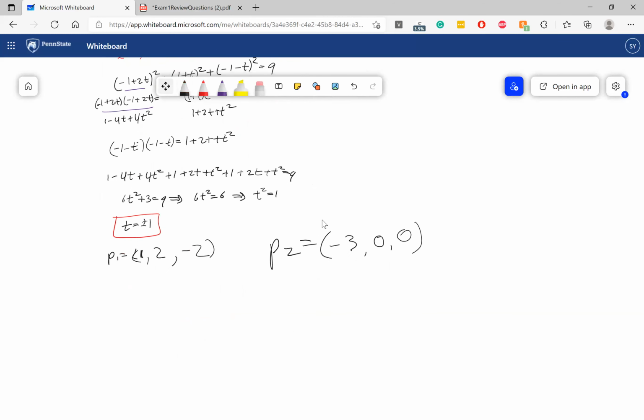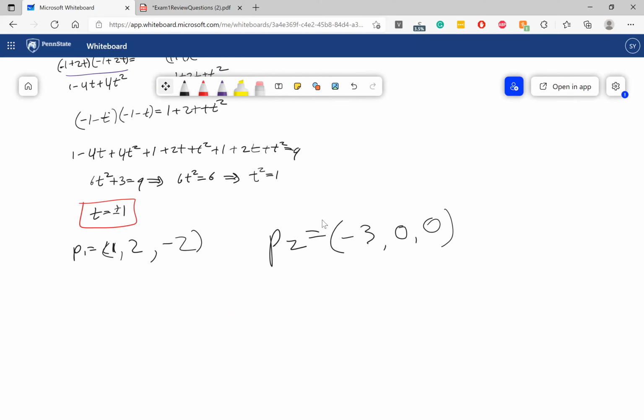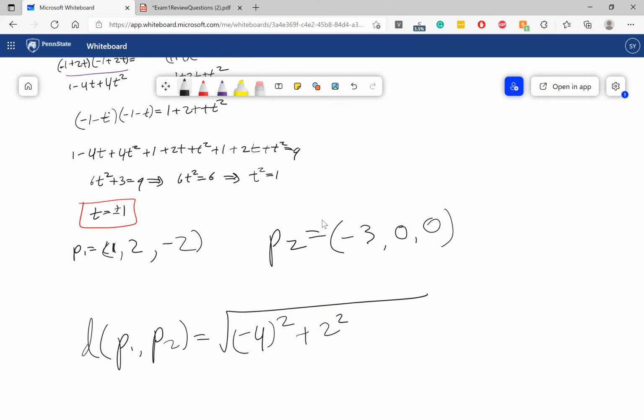So the question is, what's the distance between these 2 points? The distance between P1 and P2 is the square root of (-4) squared plus 2 squared plus 2 squared, which is the square root of 16 plus 8, which is the square root of 24. And that's the answer. Any questions?